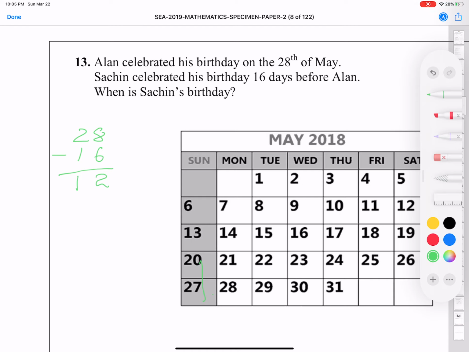And another area where children got this wrong is that those who are using the counting rather than the subtraction technique, some people counted 28 as 1. So they went 1, 1, 2, 3, 4, 5, 6, 7, 8, 9, 10, 11, 12, 13, 14, 15, 16, and landed on the 13th. But remember, you're counting days.